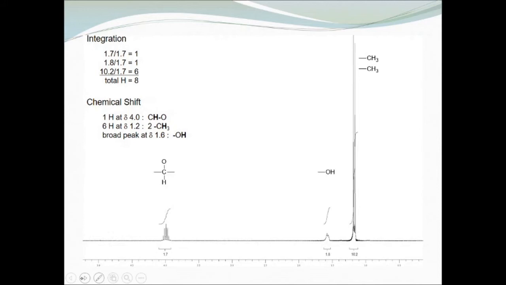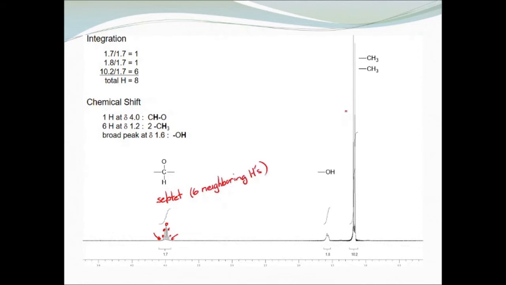And then the next step is, how do we put the pieces together? And for that, we use our splitting. If we look at this, we definitely have 1, 2, 3, 4, 5, and it's not real clear, but if you look closely, you'll find that we actually have 2 more tiny little peaks there. So this is 7 peaks. This is a septet. So 7 peaks means the number of neighbors is 1 less. So this would be 6 neighboring hydrogens.